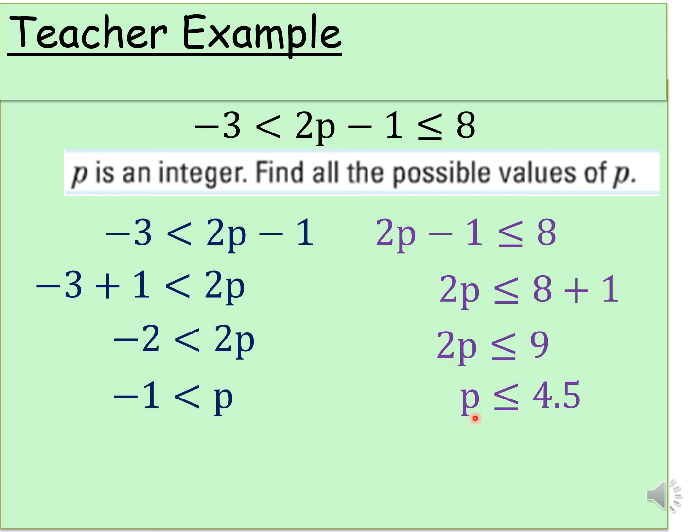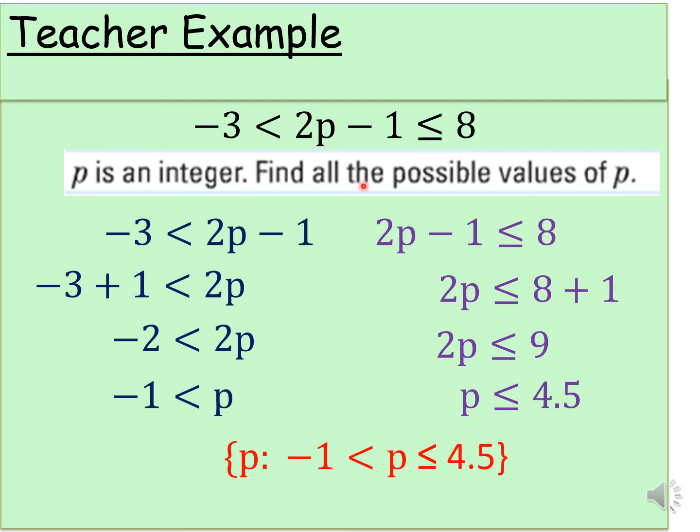Now, put these two together, and if you notice, both of them have got p, so that p goes in the middle. The lower limit is minus 1, and the upper limit is 4.5, like that. P is such that the lower limit is minus 1, the higher limit is 4.5. And we just carry that line there, here as well.